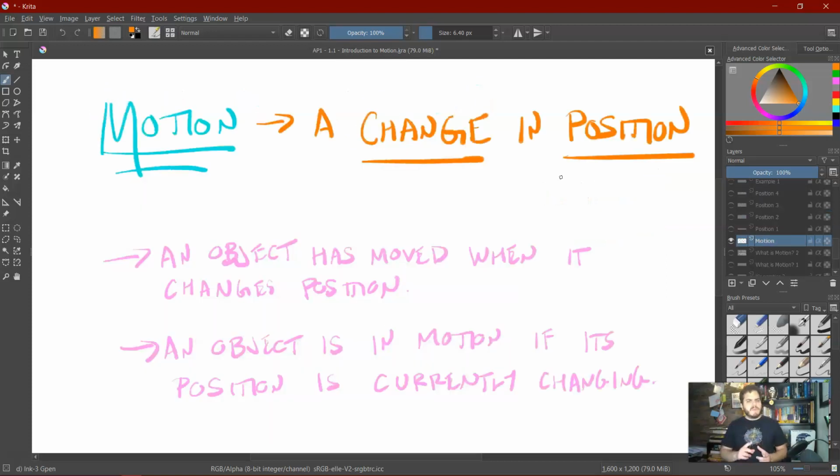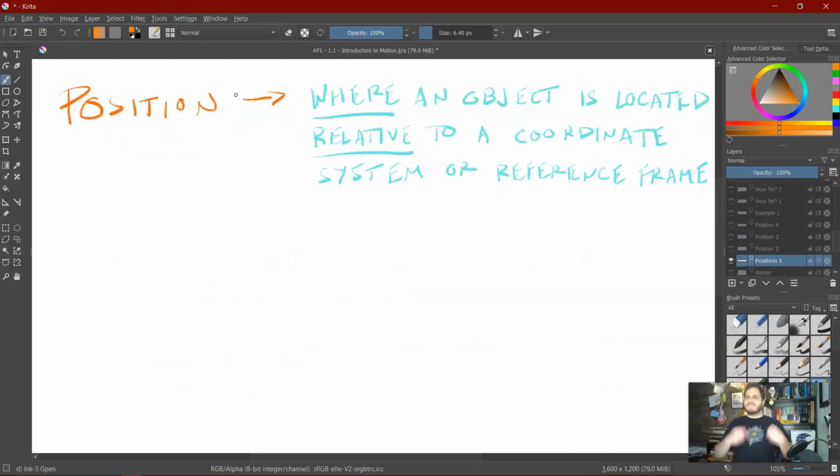But right before we get to that, let's go ahead and formally define motion. It is simply a change in position. An object has moved when it changes position, and an object is in motion if its position is currently changing. So what does position specifically mean in physics speak? Well, position is where an object is located relative to a coordinate system or a reference frame. Let's work through what exactly that means.